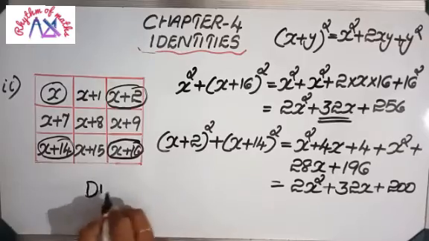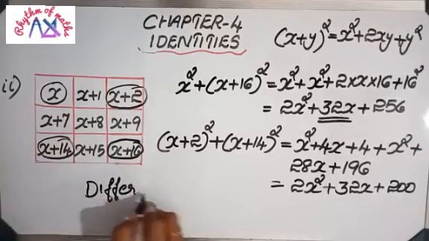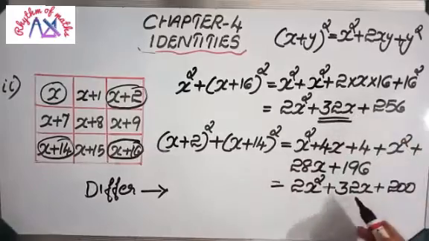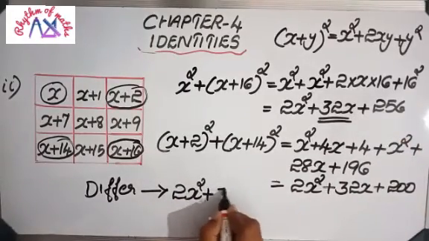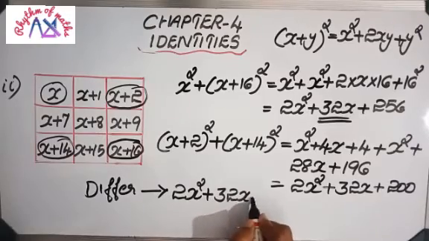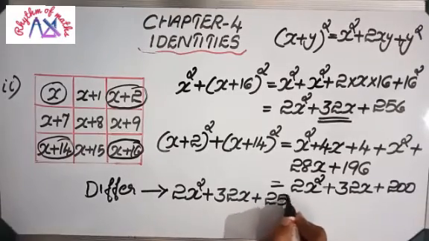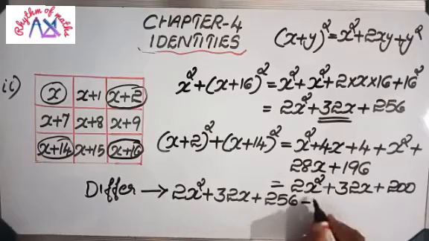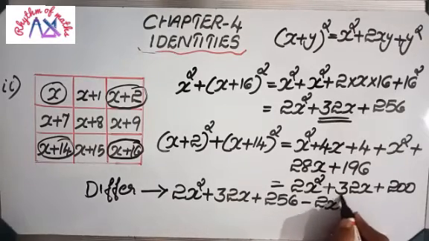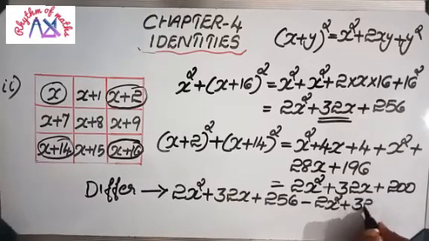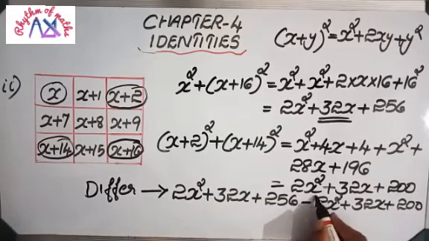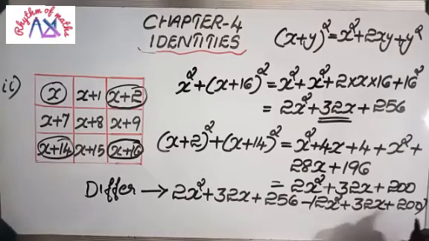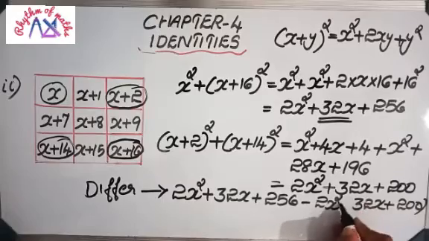Next is what? Difference you have to write. Difference. So difference means this term minus this term. So 2x square plus 32x plus 256 minus 2x square plus 32x plus 200. Now if it is in bracket, you can write like this. If you are opening the bracket, every sign must be reversed.